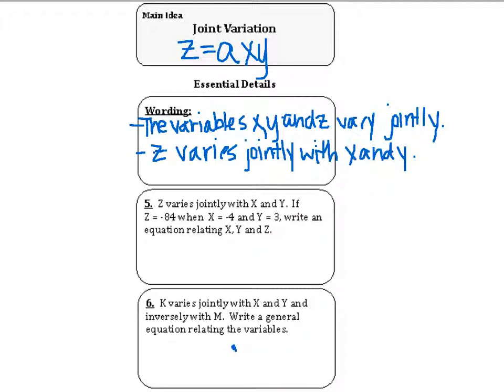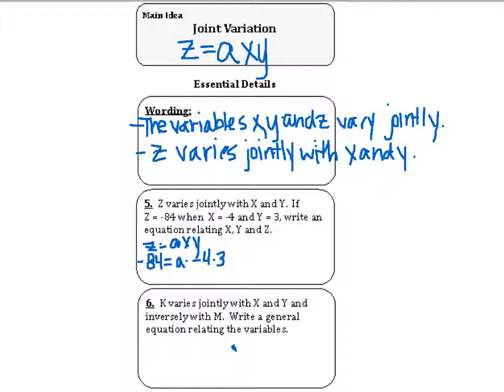So number 5 here, it says z varies jointly with x and y. So notice that's this form right here. So we know we're going to use our formula right away as soon as we see that z varies jointly. So I know I'm going to use the formula z equals a times xy. If z equals negative 84, so we're going to plug negative 84 right in for z, when x equals negative 4 and y equals 3, so I keep a here, times negative 4 times 3.